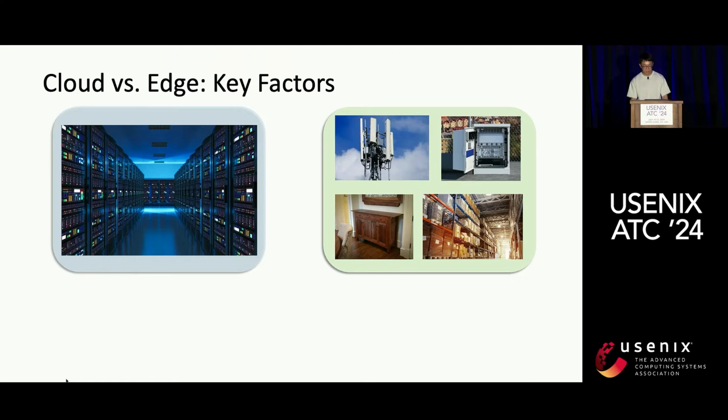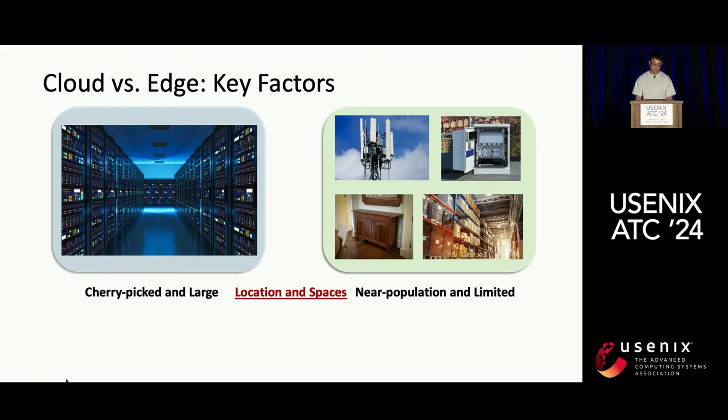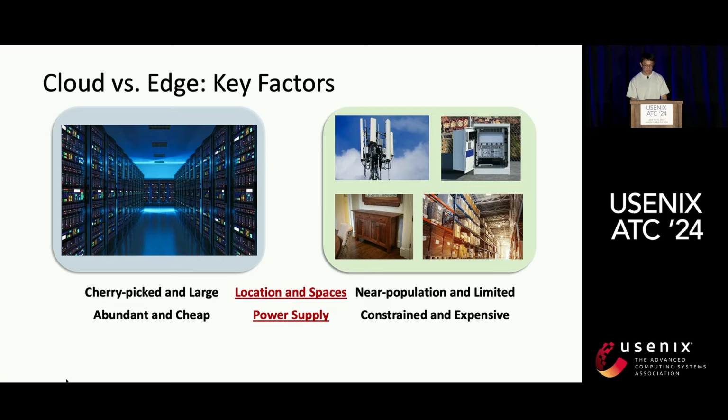In this talk, we want to discuss the hardware selection in edge platforms by comparing the key factors with the cloud. The first is locations and spaces. Cloud data centers are usually located at cherry-picked locations, and their spaces are very large, while edge platforms are typically near population with limited spaces. Considering their locations, cloud data centers usually have abundant and cheap power supplies, while the edge has constrained and expensive power supplies. The cooling facility is also different.